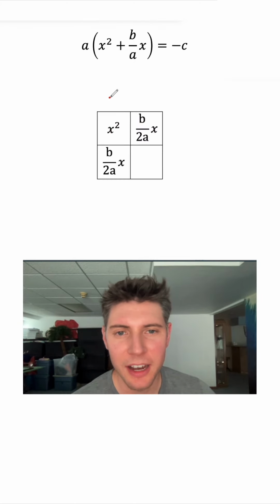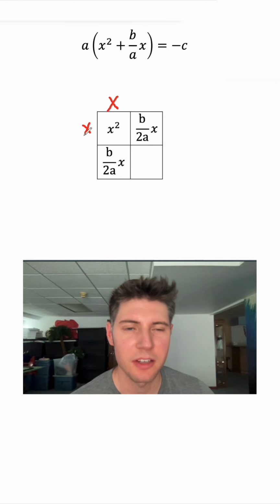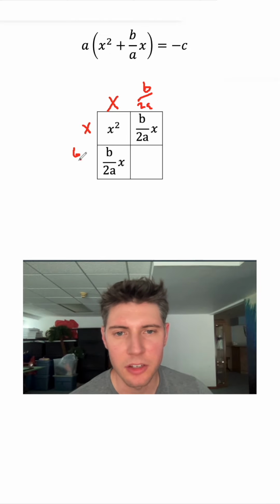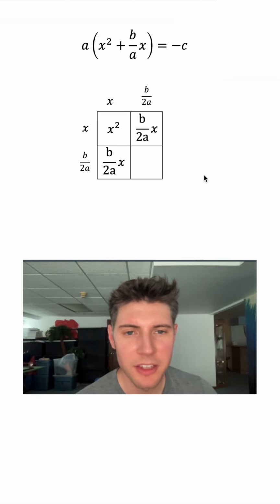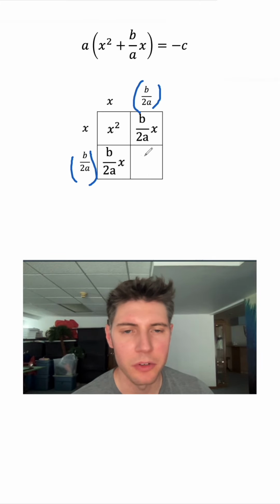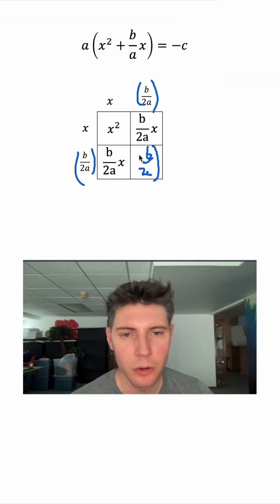Now, if we start defining the outside, these two would be x, because x times x is x squared. And then x times what gives us b over 2ax? Well, that's b over 2a. And same thing here, this would also be b over 2a. And then to find this missing piece inside here, we just do b over 2a times b over 2a. Well, that's just b over 2a, the whole thing squared.